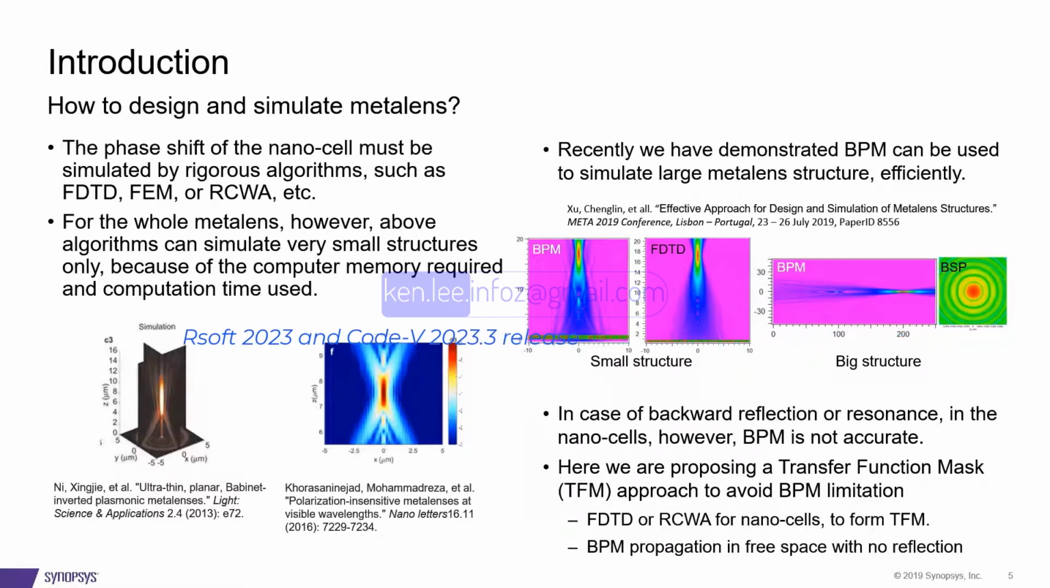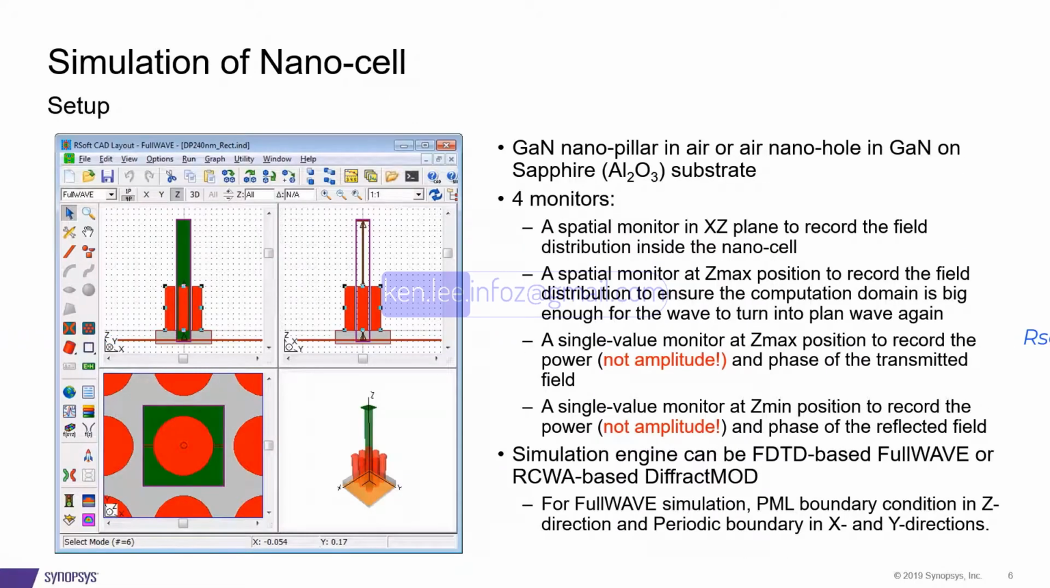So for that, we are proposing another approach. We call it the transfer function mask, or TFM. First, we can use FDTD or RCWA for nanocells to form a TFM of the whole Metalens. Then we grab that TFM and we use BPM to propagate the transmitted field in a free space where there is no reflection at all. Sounds good. But first, let's see how to simulate a nanocell. In this slide, you can see an example of a nanocell with a rectangular lattice.